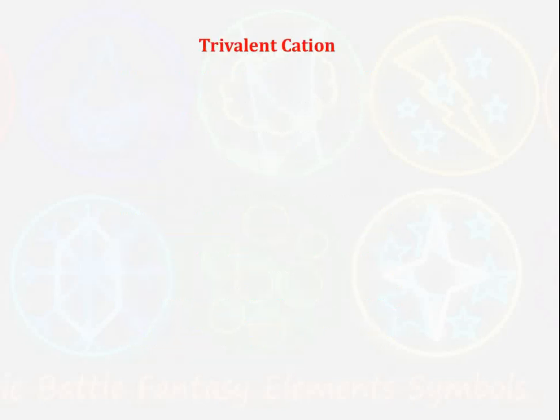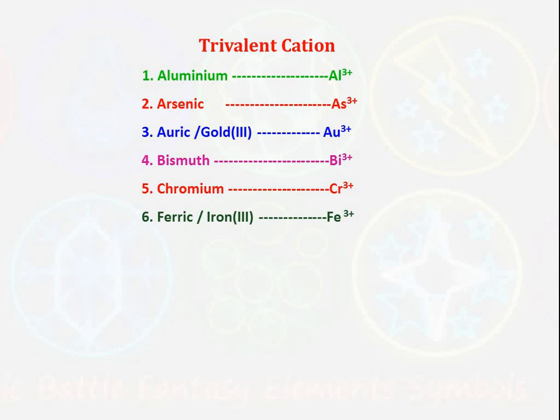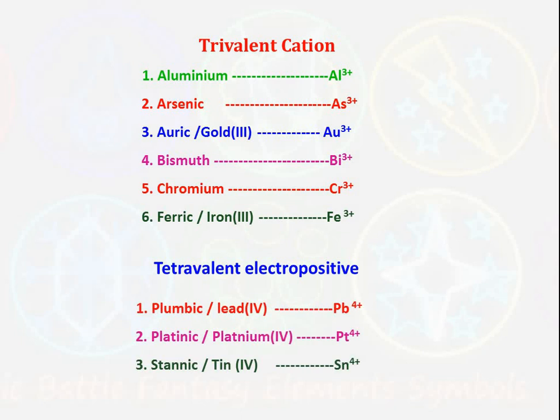Trivalent means those having a charge of positive 3: aluminium Al3 positive, arsenic As3 positive, gold Au3 positive, bismuth 3 positive, chromium 3 positive, ferric or iron 3 positive. Tetravalent means those which contain 4 positive charges over them: plumbic or lead 4, Pb4 positive, platinic or platinum 4, Pt4 positive, stannic or tin 4, Sn4 positive.